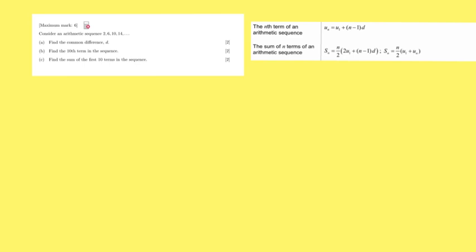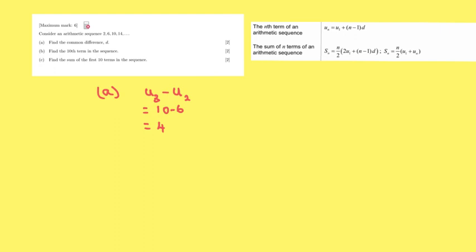The following are typical exam questions. We'll keep the formula booklet close at hand. This first question is to be done without the use of a GDC. Consider an arithmetic sequence 2, 6, 10, 14. A. Find the common difference. So the common difference is any term, so u3 minus u2, which in this case is 10 minus 6, which is 4.